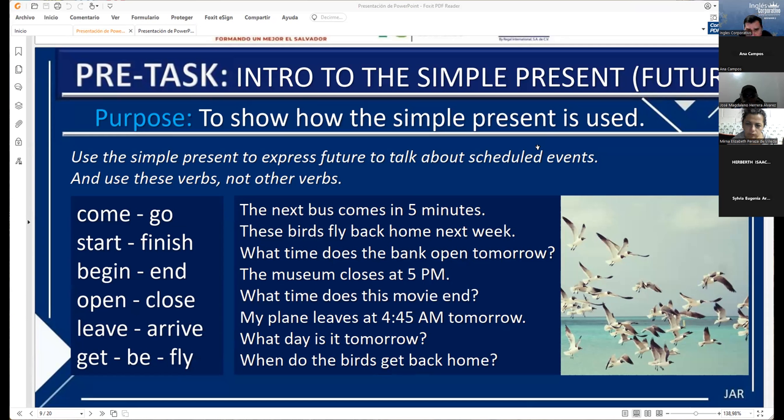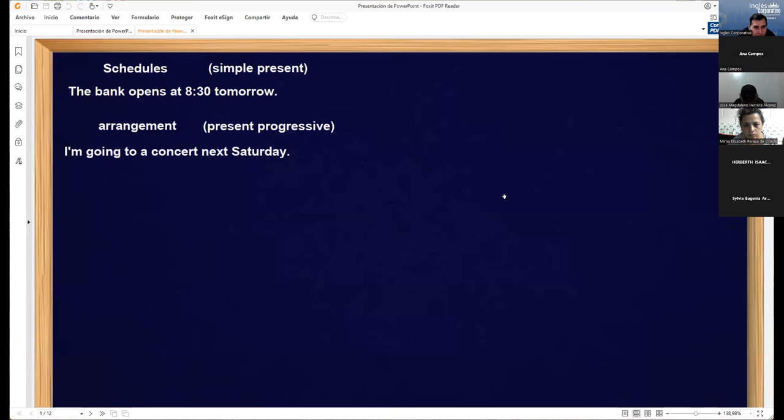Pre-task, introduction to the present simple for future. When we talk about the simple present, we use the simple present for future with schedules. Simple present plus a future time expression. For example, if you only say the bank opens at 8:30, it is routine, every day. But if you say the bank opens at 8:30 tomorrow, it is future. So this is talking about future.